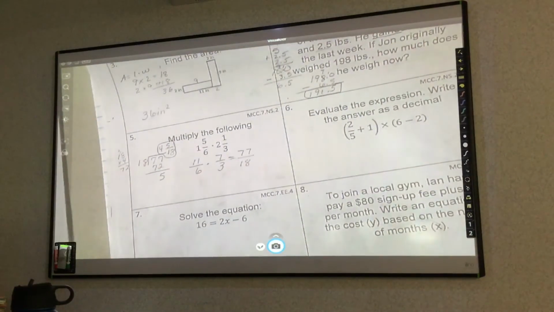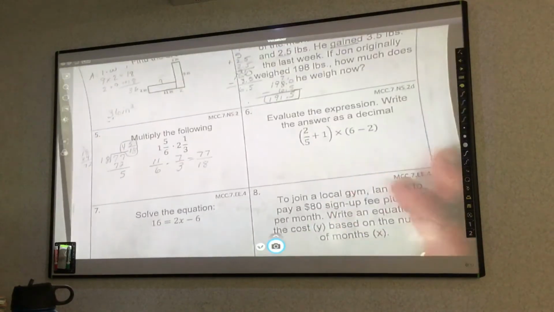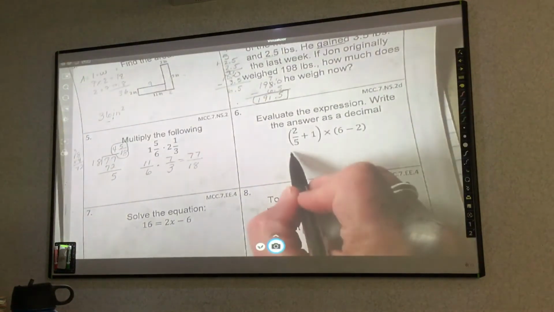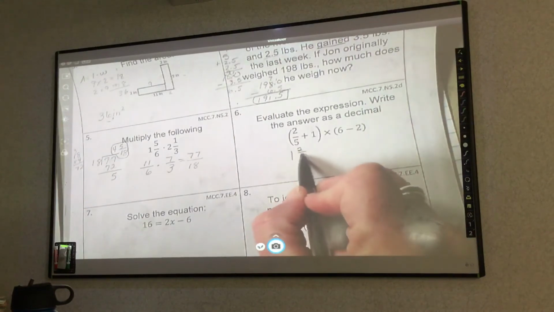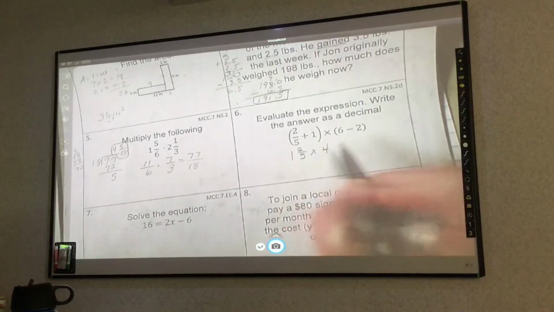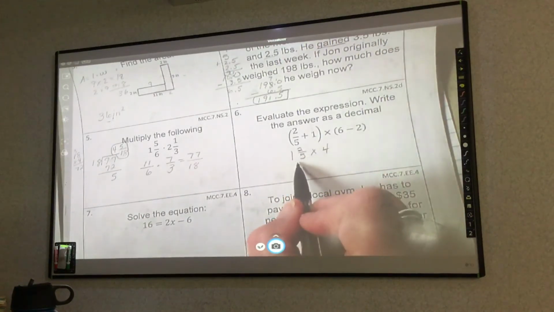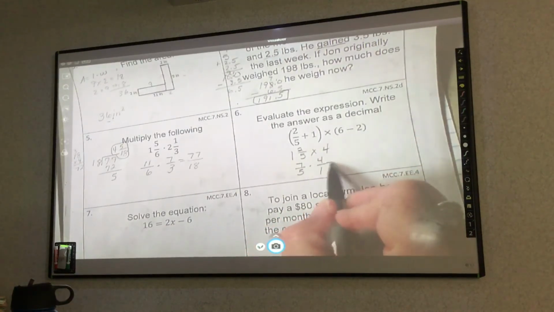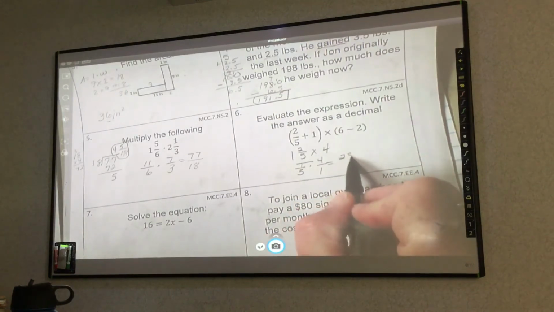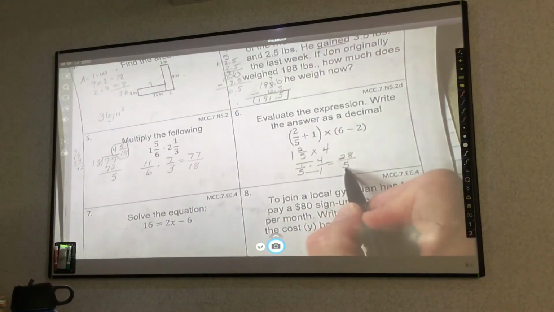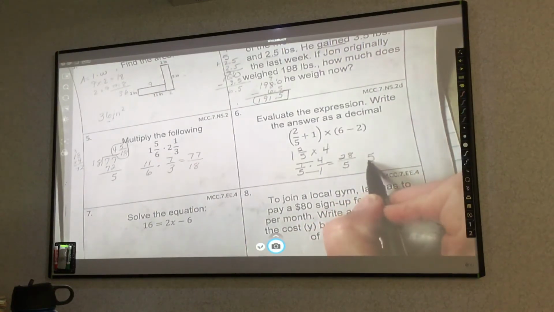When it says to evaluate, you just solve. So 2 1/5 plus 1 is just 1 2/5. Times 6 minus 2 is 4. Change your mixed number to an improper fraction, which would be 7/5 times 4 over 1. I cannot reduce anything, so 7 times 4 is 28. 5 times 1 is 5. 28 divided by 5 is 5, and what's left?